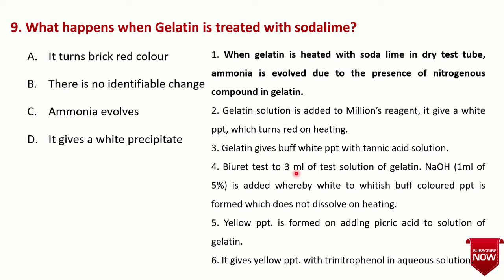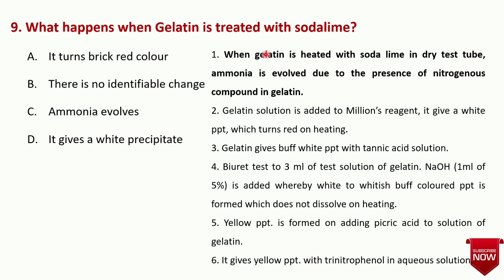And in the biuret test, 3 ml of test solution of gelatin with sodium hydroxide is added, whereby a white to whitish buff colored precipitate is formed, which does not dissolve on heating. And we can observe a yellow precipitate forming by addition of picric acid to the gelatin. Similarly, we can observe a yellow precipitate by reacting with trinitrophenol in aqueous solution. So these are the different chemical tests we can observe for gelatin.